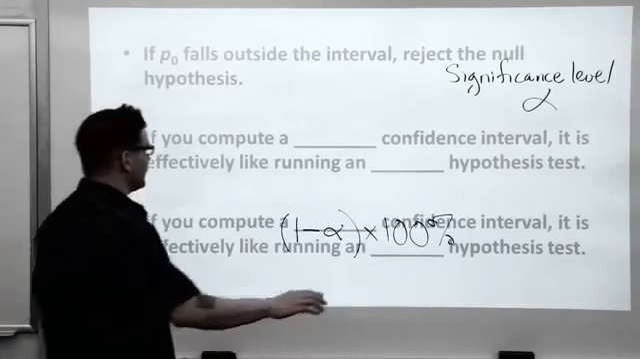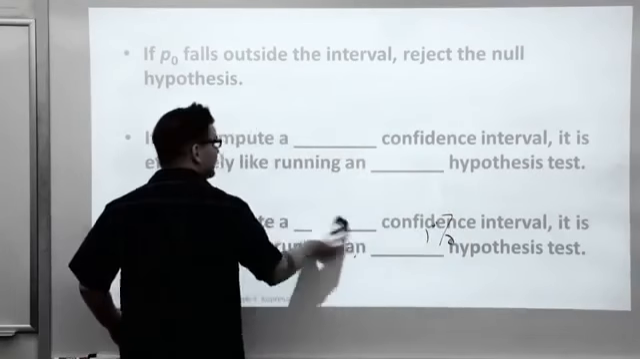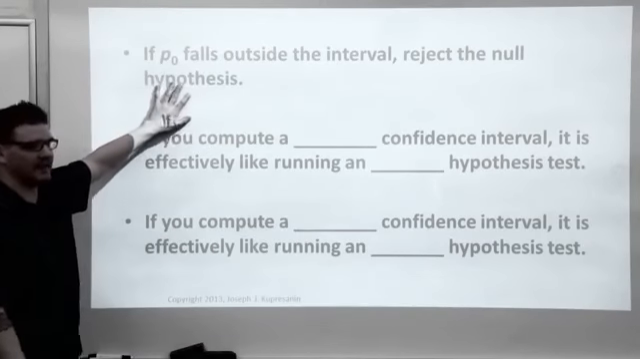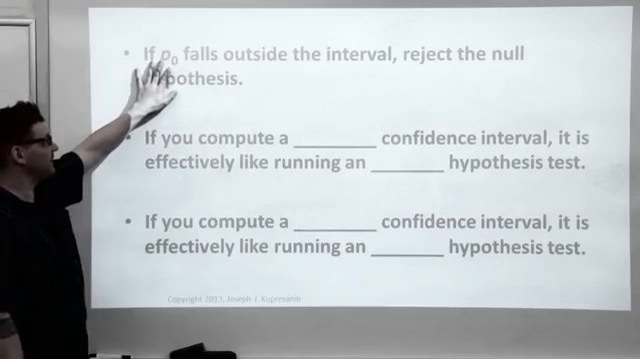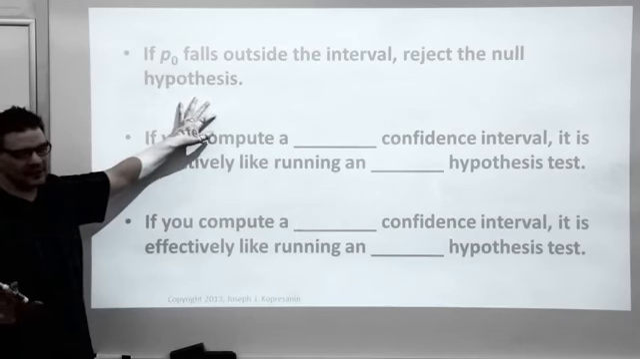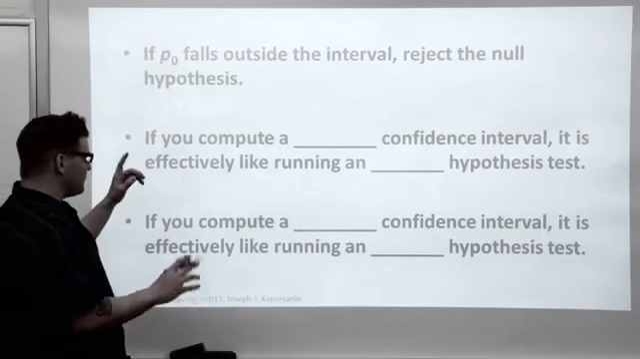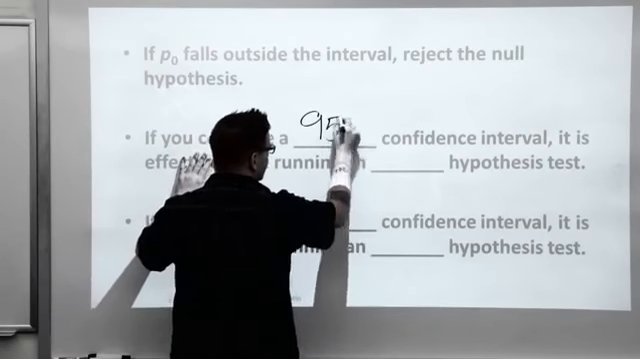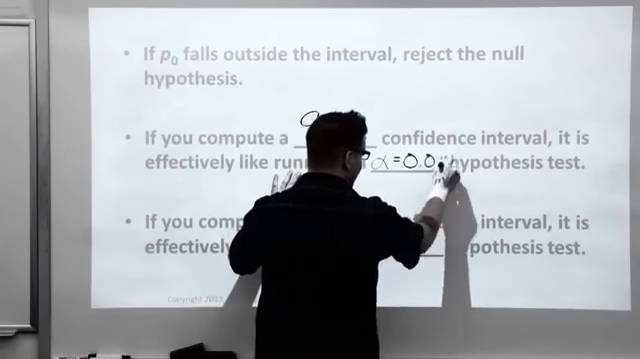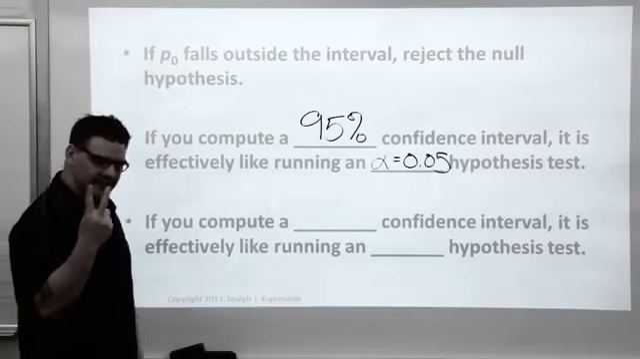So let's see what those have to say. If P sub 0, that's the number in your hypotheses, falls outside of the interval, reject the null hypothesis. I'll say it again, if P sub 0 falls outside of the interval, we'll reject the null hypothesis. It's easier with examples, and we'll get to one in just a minute. So let's think about this. If you compute a 95% confidence interval, it is effectively like running an alpha 0.05 hypothesis test. And we're in scenario number 1, two-tailed tests.